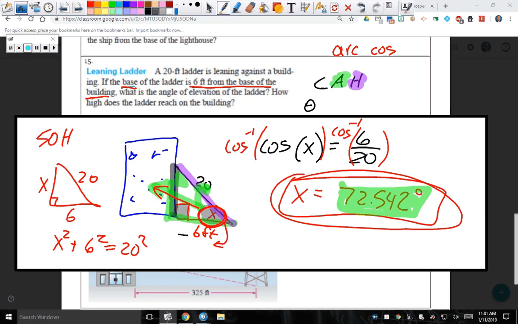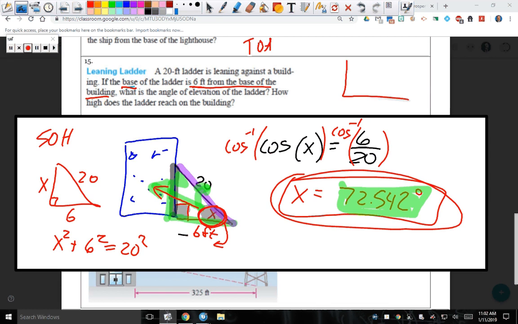Someone volunteer. What method do you want to do? It could be any. Don't do Pythagorean, just for the practice. You can do Pythagorean, but for instructional purposes, choose one of the trigonometric functions. Anyone volunteer? What do you want to do? The tangent. The tangent, okay. So, the tangent is TOA.